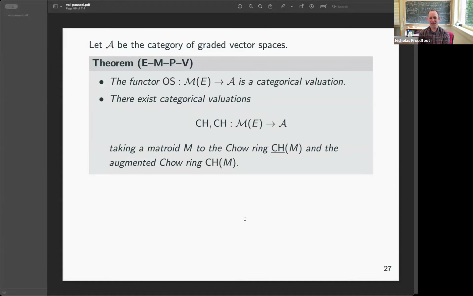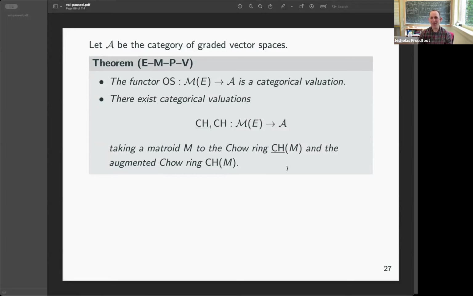And we also do similar things for the Chow ring, the Chow polynomial and augmented Chow polynomial. The Chow polynomial is the Poincaré polynomial of the Chow ring, and the augmented Chow polynomial is the Poincaré polynomial of the augmented Chow ring. We show that whenever you have what's called a weak map of matroids, whenever you have P of M prime contained in P of M, you get a map from the Chow ring for M to the Chow ring for M prime. It's not going to be a ring homomorphism. It's just going to be a map of graded vector spaces.